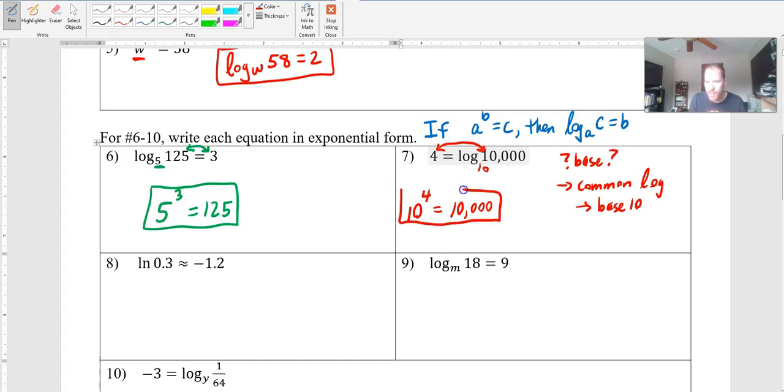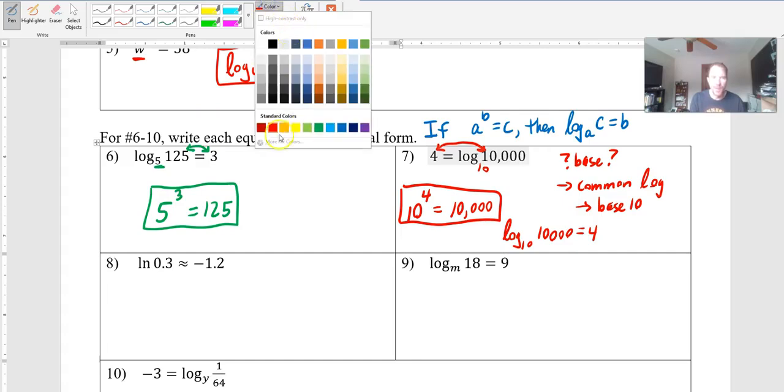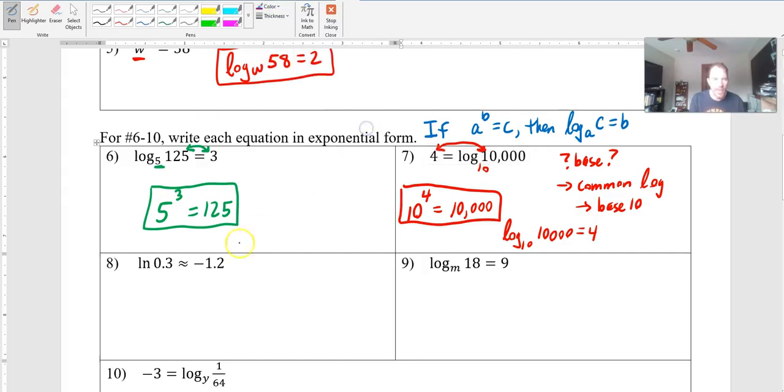This is another one where you might rewrite this with the logarithm on the left, just if you wanted it to look a little more familiar, if you wanted it to look like number 6. But let's keep going here.